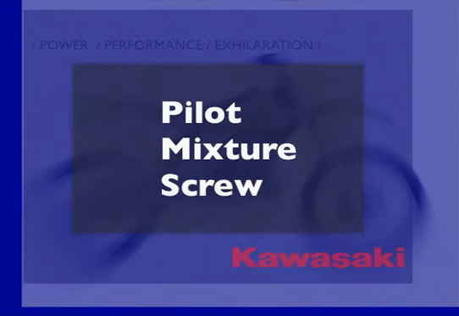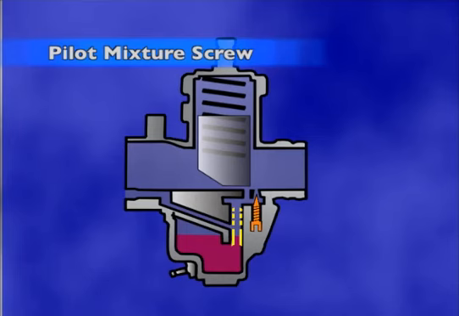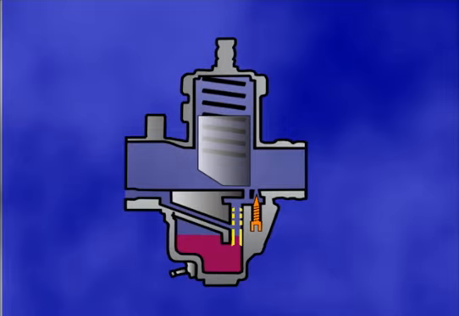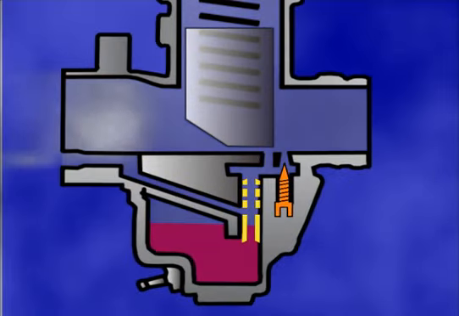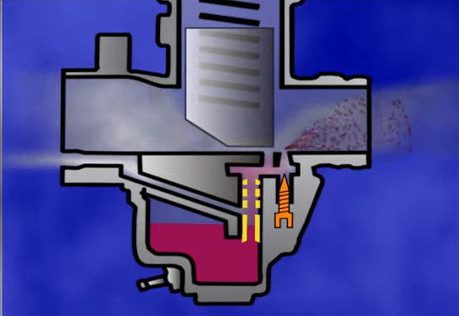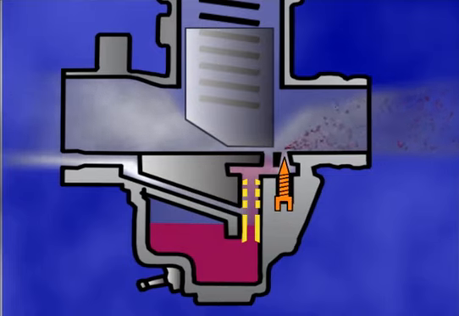Positioned on the engine side of the carburetor, the typical pilot mixture screw varies the air-fuel mixture entering the engine during low engine speeds. By turning the mixture screw out, the screw's tapered end allows more of the air-fuel mixture to enter the carburetor. This increases the pilot circuit's discharge. Turning the mixture screw in allows less air and fuel into the carburetor, decreasing the discharge.